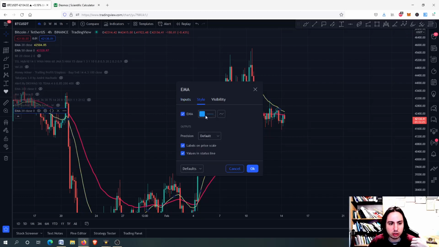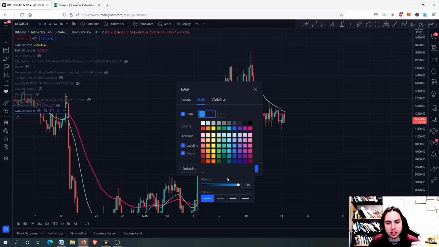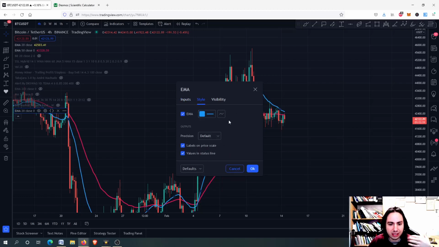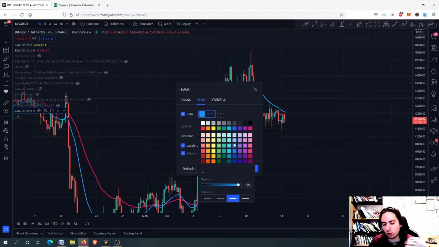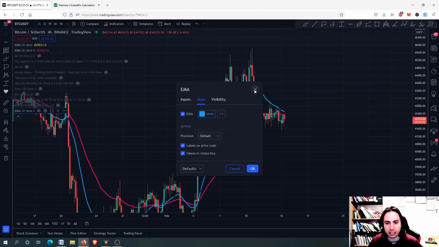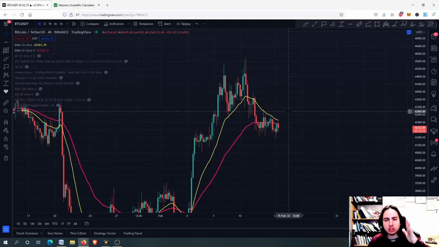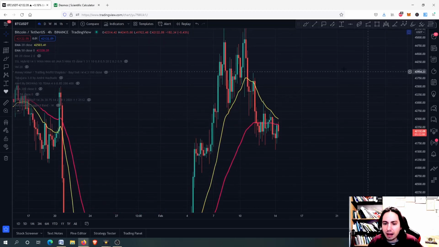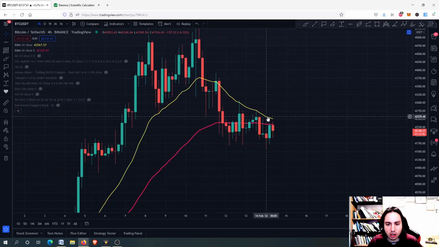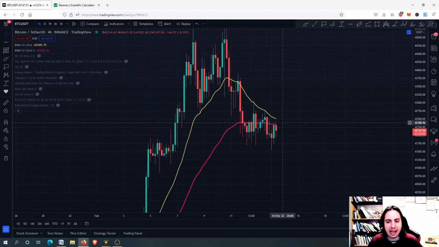Then you go into the style right here, and you can change whatever you want, the thickness of the line, or the color if you want, maybe you want it white or so. I'm going to close the 20 and the 50-day EMA because I already have them. I have the 20-day, which is the yellow line, and the 50-day, which is the red line.